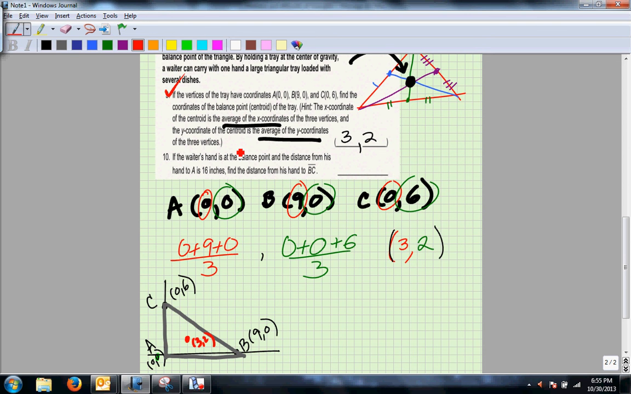It says if the waiter's hand is at the balance point and the distance from his hand to A is 16 inches, find the distance from his hand to BC. Well, we learned that when you have a centroid, that centroid creates a 2 to 1 split. So this is 2x, and this is x. And we just found this is 16. That's going to make this half, which is 8 inches. So it will be 8 inches because you have a 2 to 1 scenario.